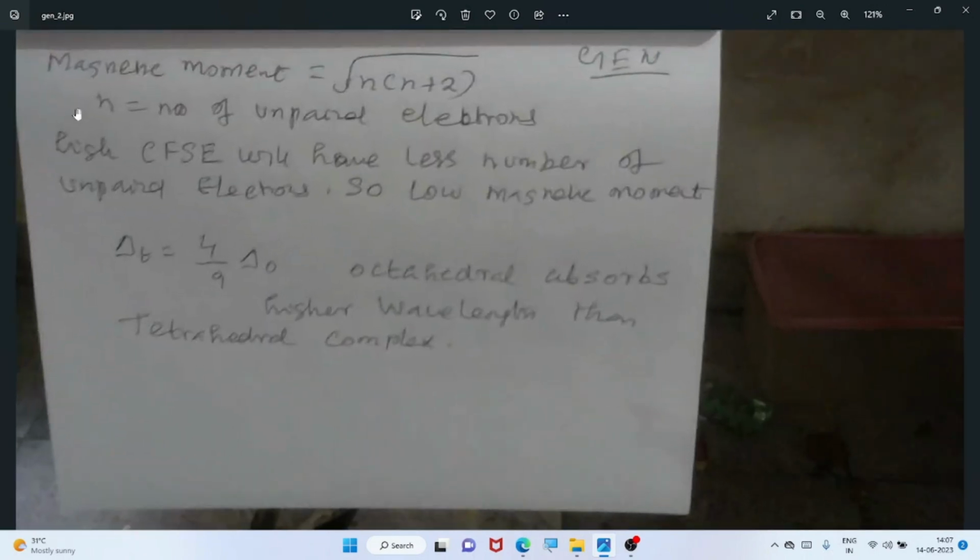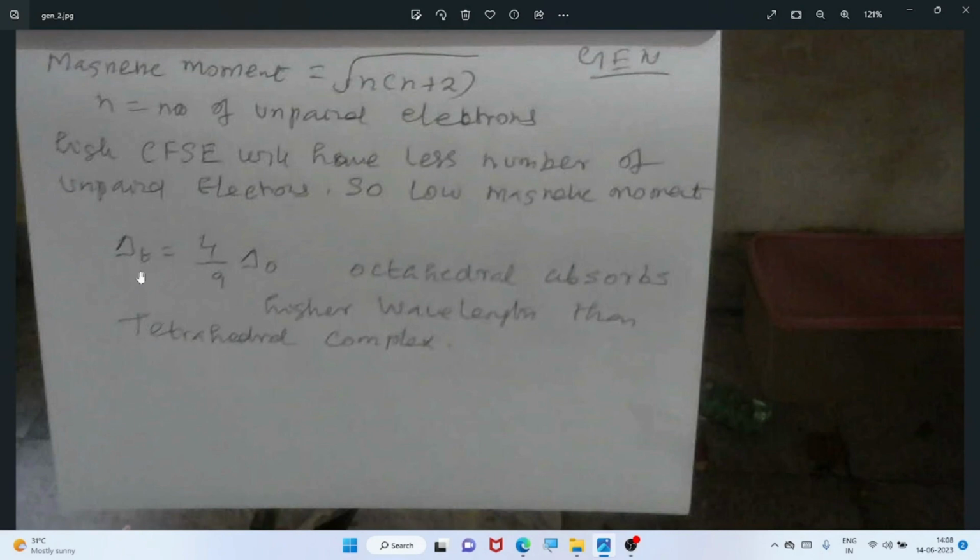Now to find the magnetic moment, the formula is the square root of n into n plus 2, where n is the number of unpaired electrons. Suppose in the crystal field splitting energy, the splitting is more, that means the number of unpaired electrons will be less, so it will have a lower magnetic moment.